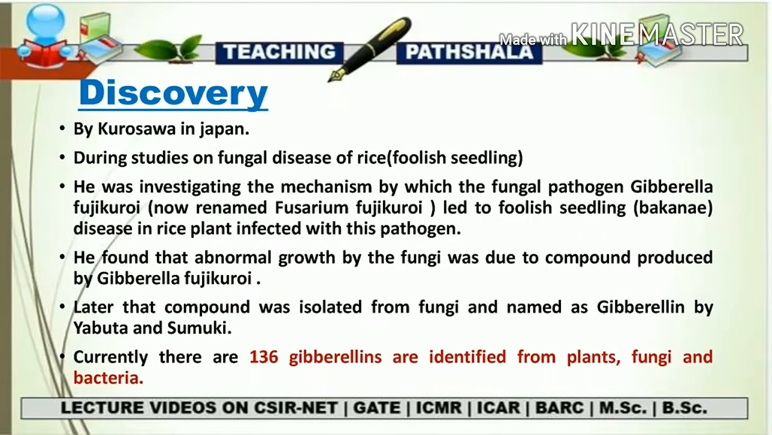In later time, this compound was isolated from the fungus Gibberella fujikuroi and named gibberellin by Yabuta and Sumiki. These two are other scientists who isolated gibberellin from a fungus. Currently there are 136 gibberellins identified from plants, fungi and bacteria. The first gibberellin was identified and isolated from the fungus Gibberella fujikuroi, which is now named Fusarium fujikuroi.